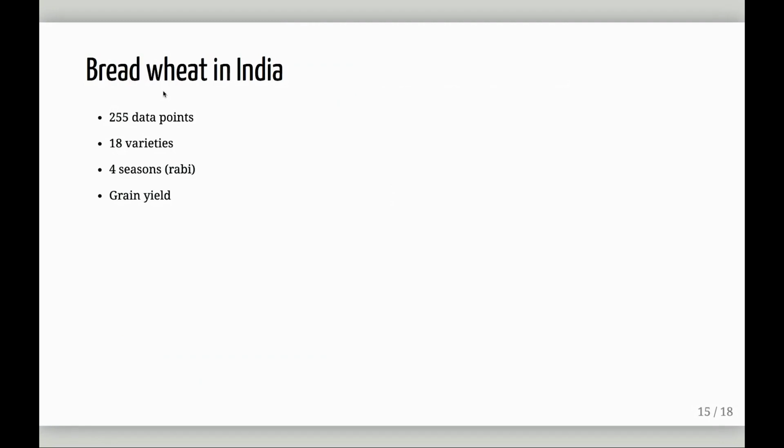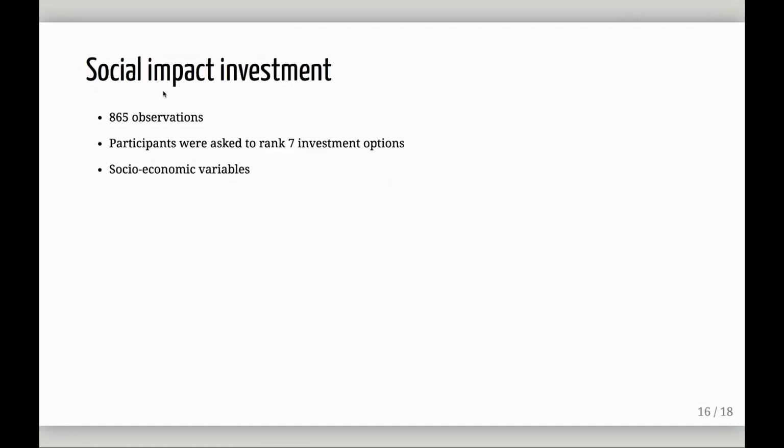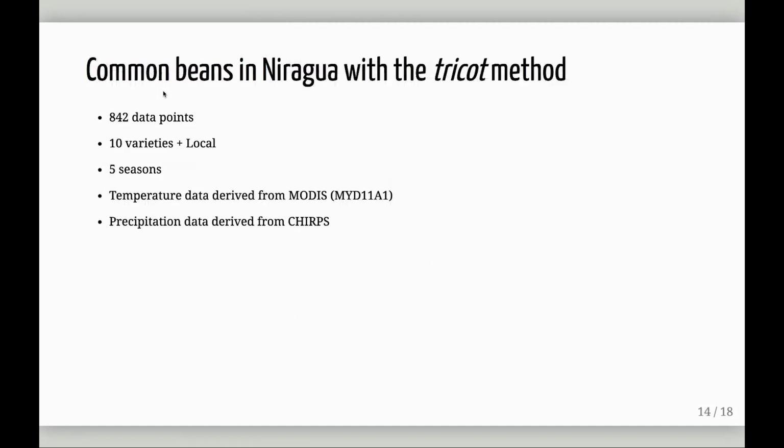Next, we are going to evaluate the bread wheat data in India. I compiled 255 data points with 18 varieties, 4 seasons, and the grain yield data. It comes from station data. It's a more convenient kind of data for most of the people here. And the other one is a social application.